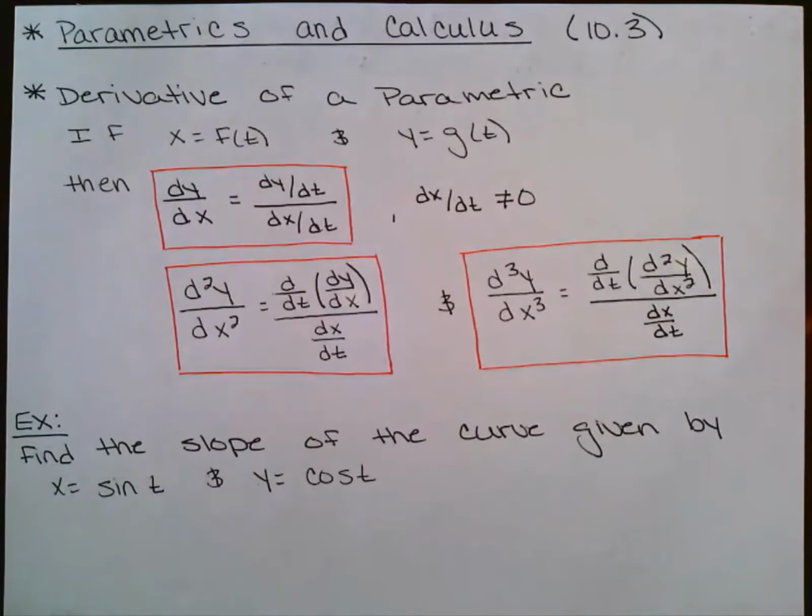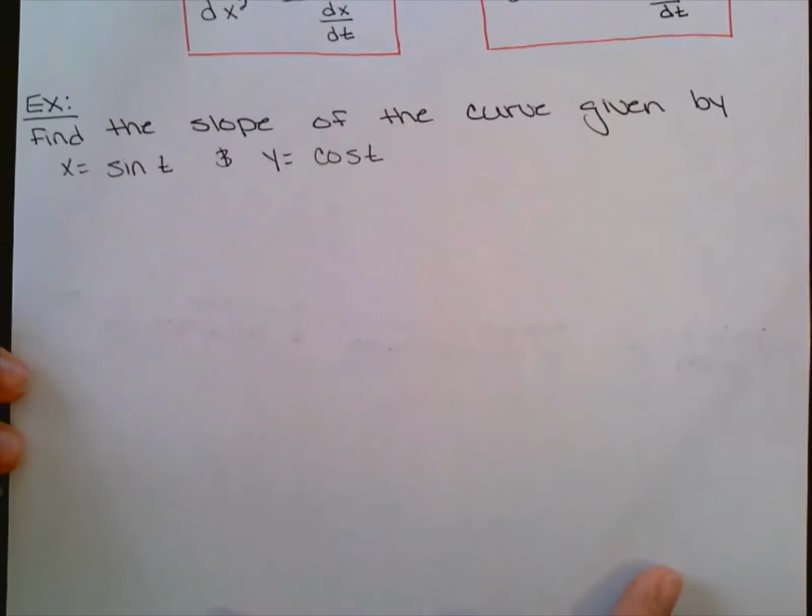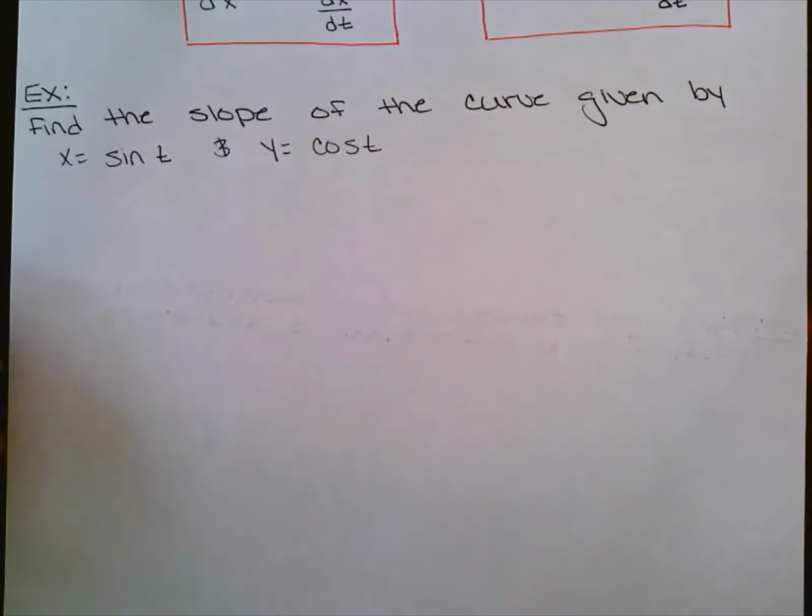So it looks a little more complicated with the notation. Let's look at an example. Find the slope of the curve given by x is sine of t and y is cosine of t.